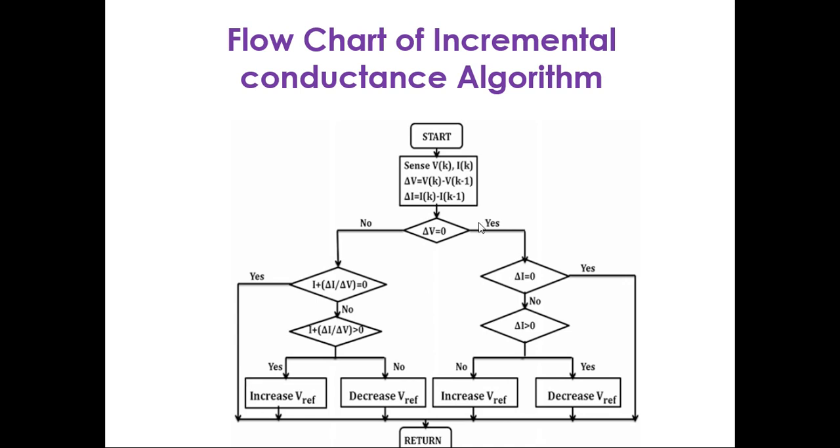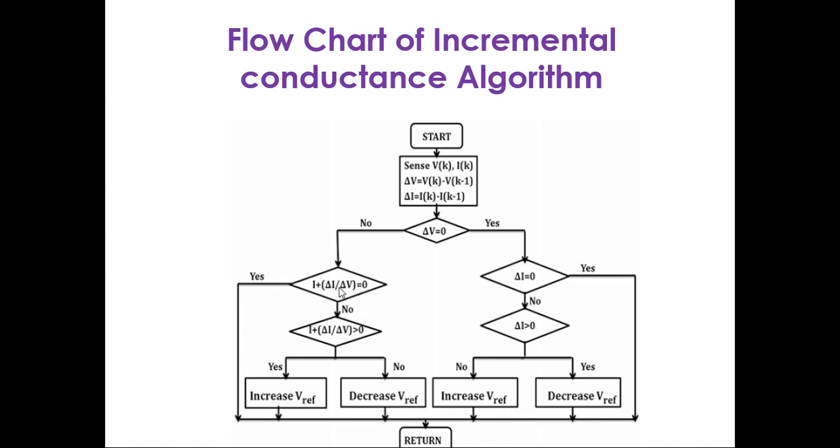Check the voltage perturbation. If it is current perturbation, then delta I equals 0 in this case. If delta V equals 0, and if it is yes, then we check with delta I. If both are yes, then the algorithm returns, as there is no change in the climatic conditions or the load. If it is no, then I plus delta I by delta I, that is very important over here.